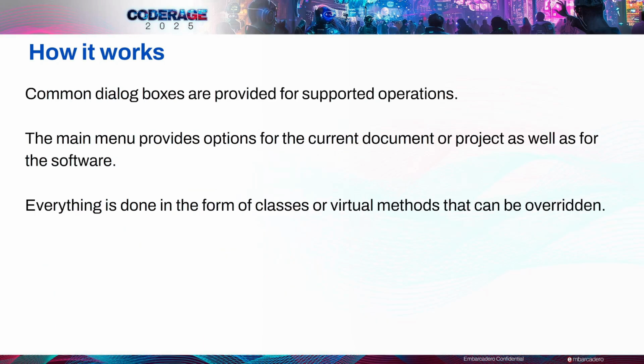Standard dialog boxes are provided for the options that are supported. The menu on the main form includes options for the document currently being edited or for the software itself. You can override everything in the form of classes or virtual methods in the forms.